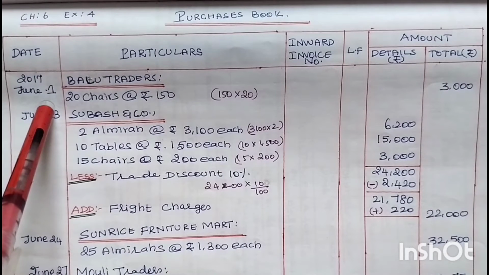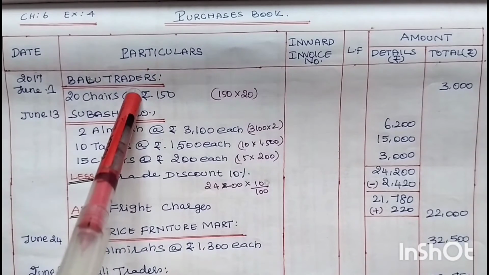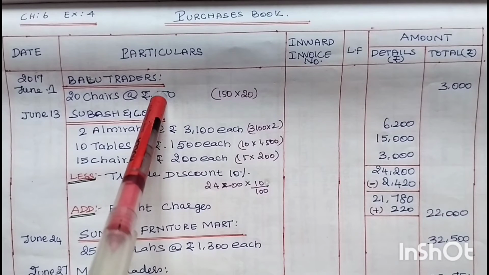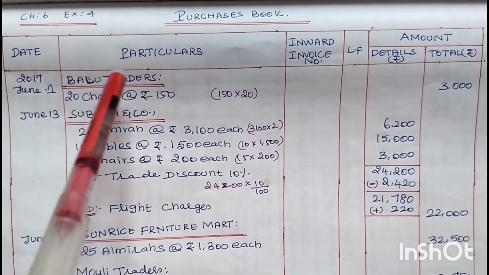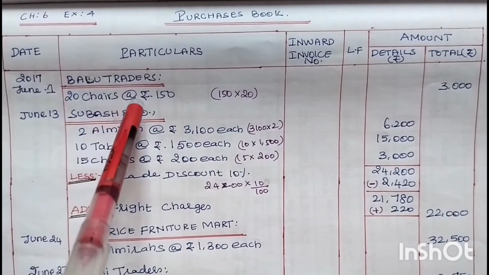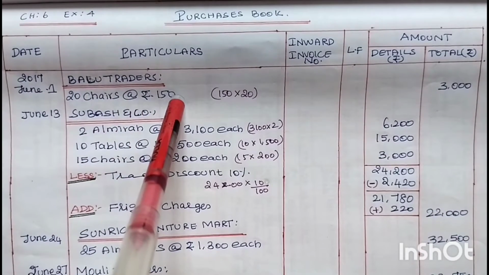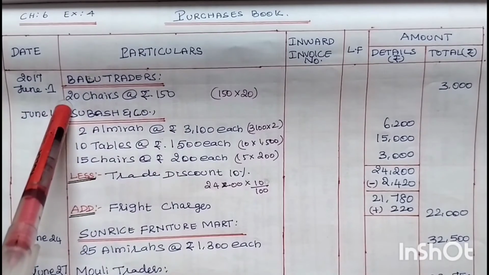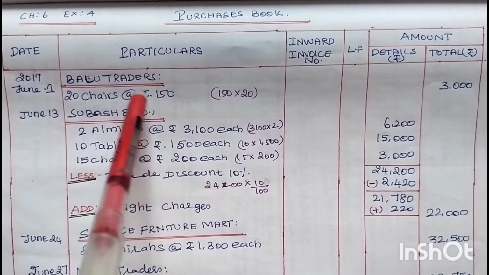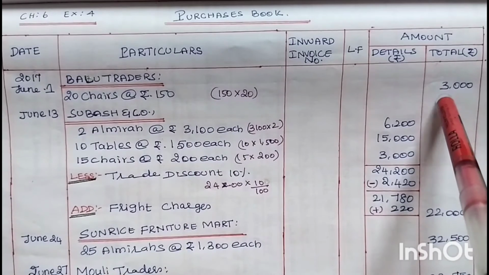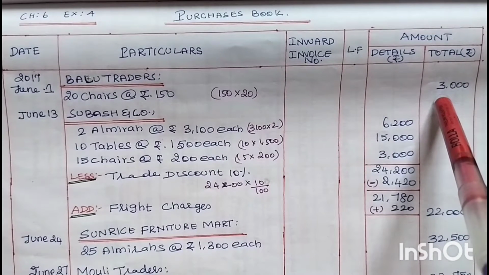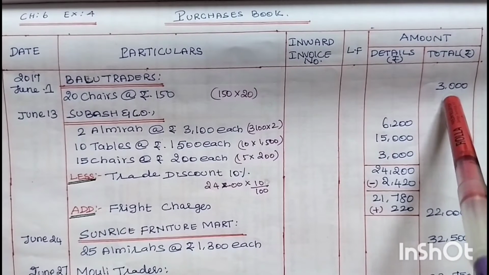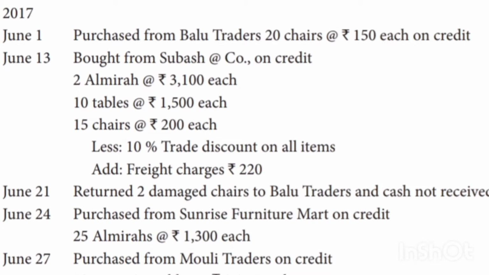So we write the name of the supplier into the particulars column, and the details of the goods into the details column. The name of the supplier is Bolu Traders, 20 chairs at rupees 150 each. Each chair is rupees 150. How much for 20 chairs? We have to multiply 150 into 20. We got 3000 rupees. So we enter that 3000 rupees directly into the total column. Then the next transaction is June 13.